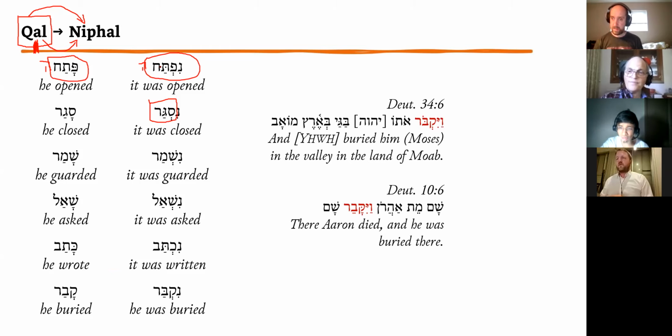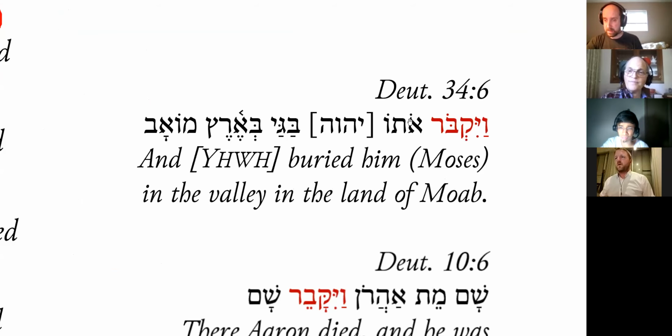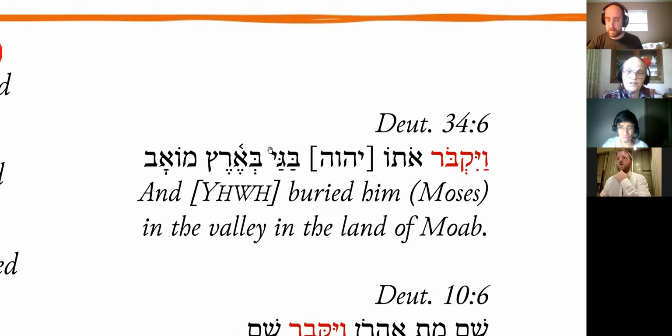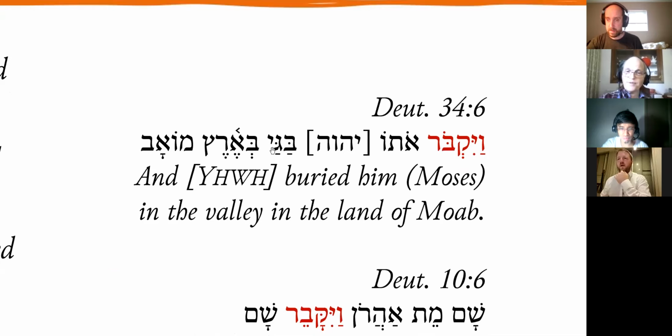Deuteronomy 34:6. John, could I ask you to read the verb for the whole verse for us? Vayikbor oto Adonai bagai be'eretz Moav. Now, normally the word guy has an aleph on the end. This is just a quirk of this verse. Vayikbor oto Adonai bagai be'eretz Moav.